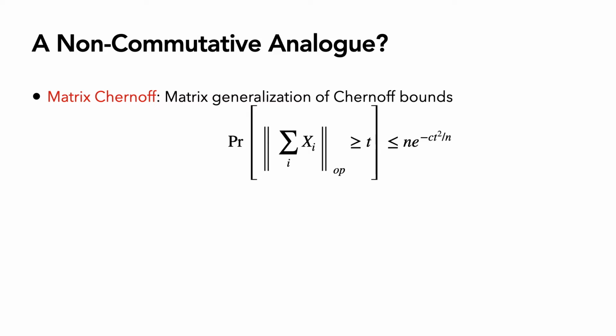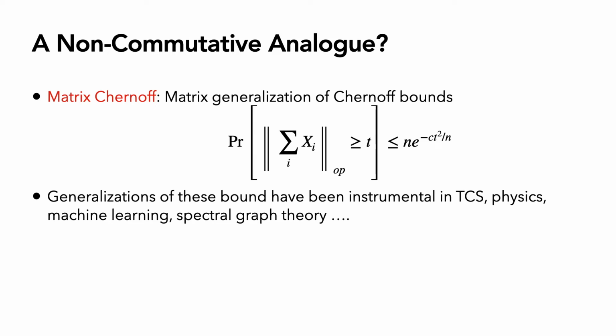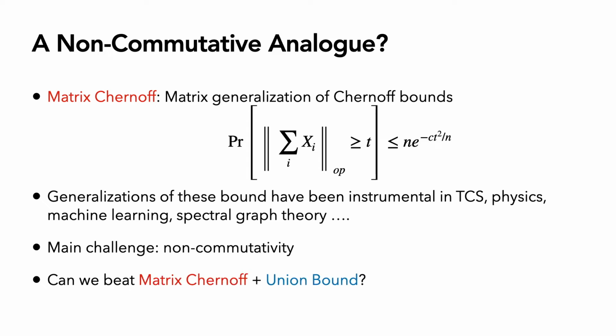Before discussing the discrepancy, we first look at the Chernoff bound. There is an extremely powerful non-commutative generalization of the Chernoff bound known as the matrix Chernoff bound. This bounds the probability of deviations of the operator norm of a sum of independent matrices. These and related bounds have been instrumental in TCS, physics, machine learning, and many areas. The main challenge in proving these bounds is the non-commutativity. The main question we ask is whether we can beat the matrix Chernoff and union bounds.